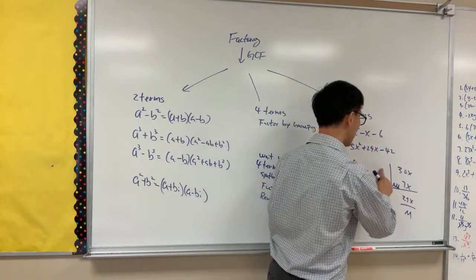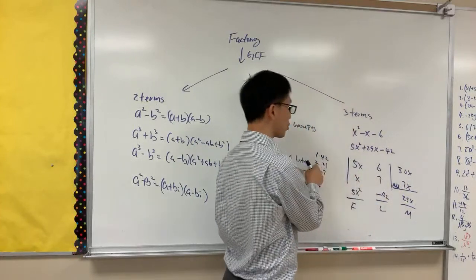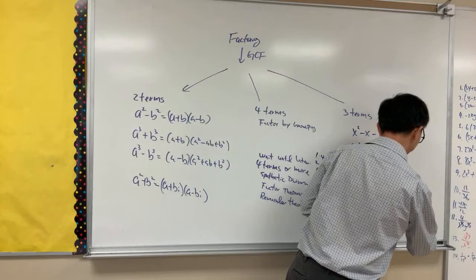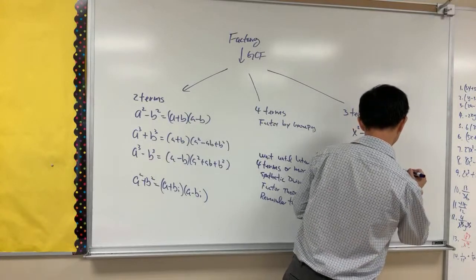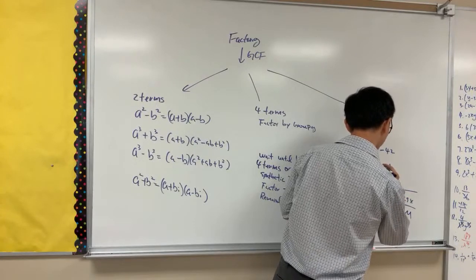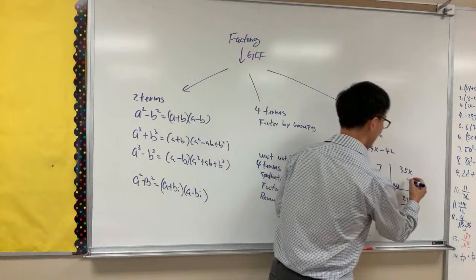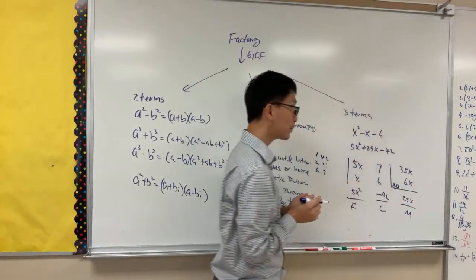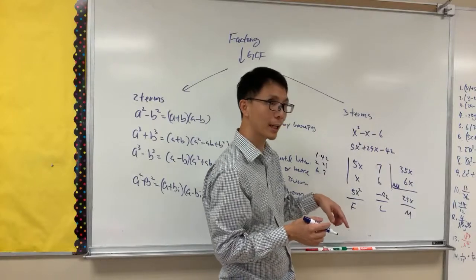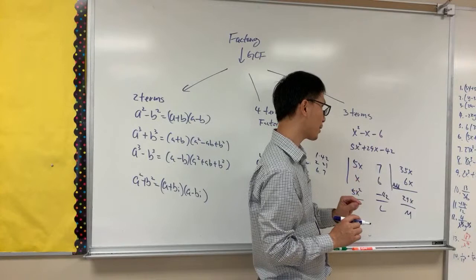So I'm going to switch this to 7 and 6. If it doesn't work, you can try 2 and 21. So if I do that, what will happen? 7 and 6, so that's going to be 35x, and that's going to be 6x. If I add together, it's going to give me 41. If I subtract together, it's going to give me 29, which is the correct number. Now I just have to go back to make sure of the signs.